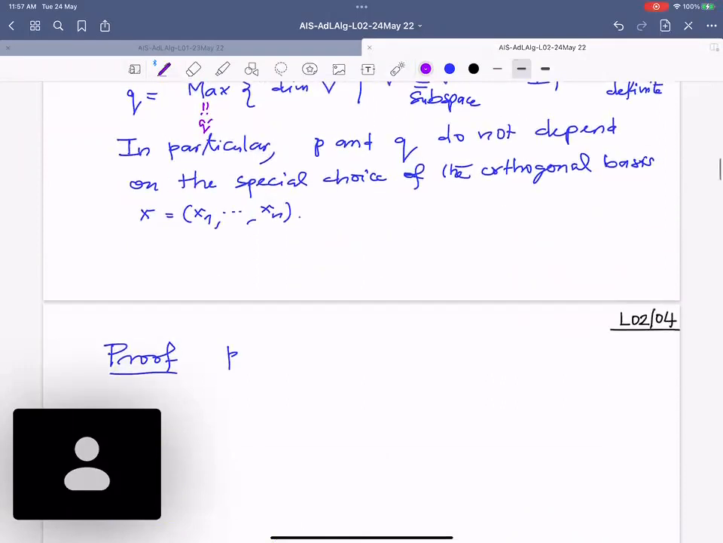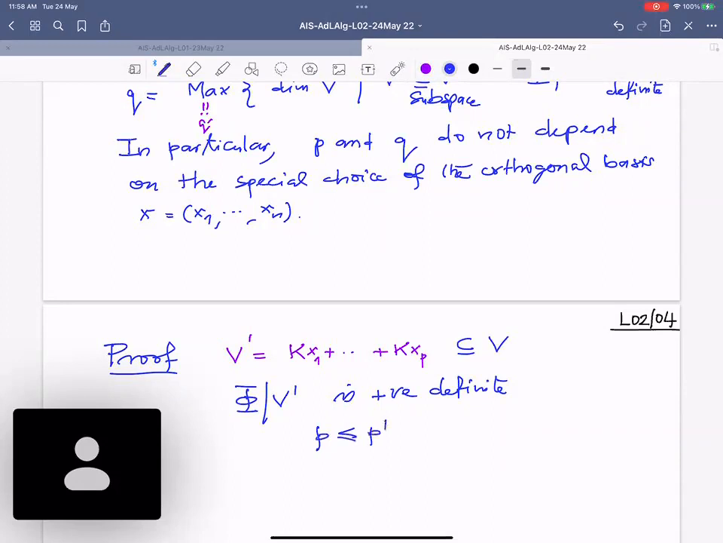So if you take the subspace V prime equal to kx1 plus ... plus kxp, this is the notation for the subspace generated by x1 to xp. This is a subspace of V, and obviously phi restricted to V prime is positive definite. And P prime is the maximum. Therefore, it is obvious that P is less equal to P prime by definition of P prime.